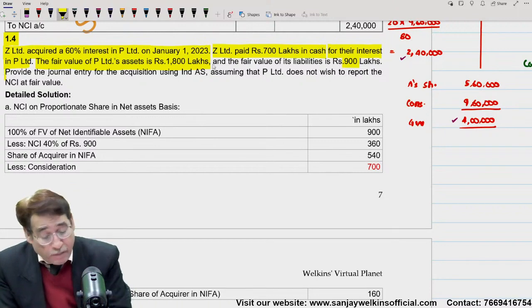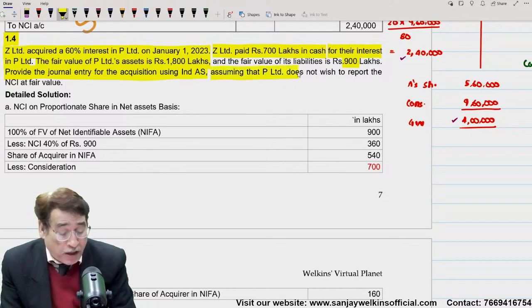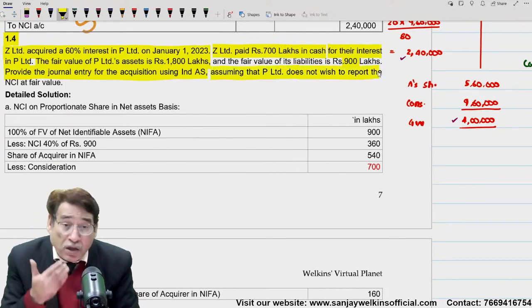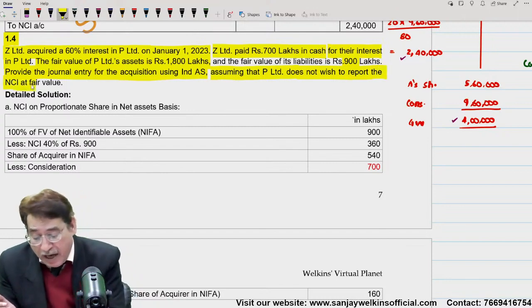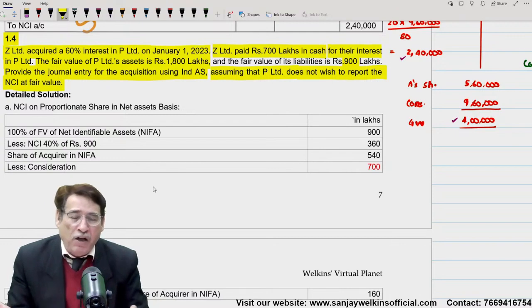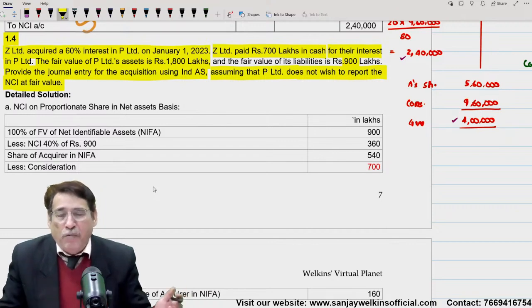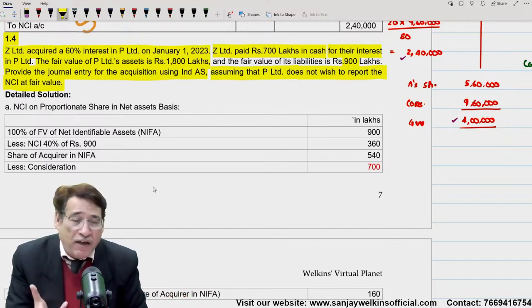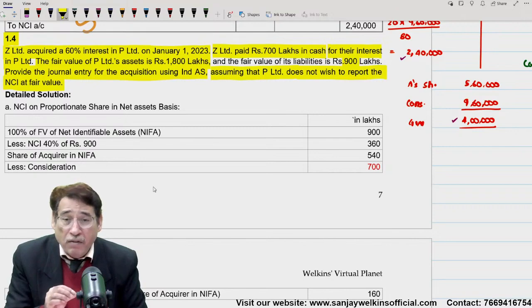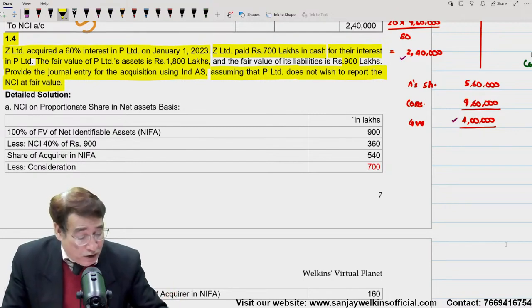The question says, provide the journal entry for the acquisition using Ind AS, assuming that P Limited does not wish to report the NCI at fair value. Now, this question is absolutely clear that the entity is not interested in computing the NCI at fair value. So indirectly, it means you will have to compute the NCI on a PSNA basis. Is it clear to you?